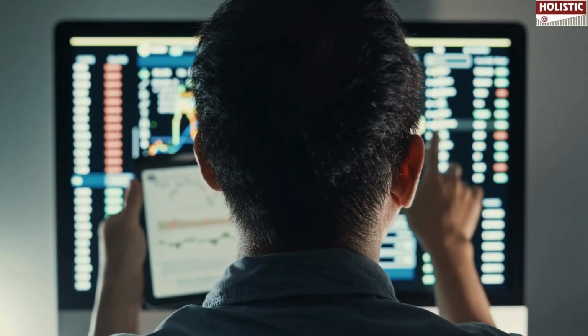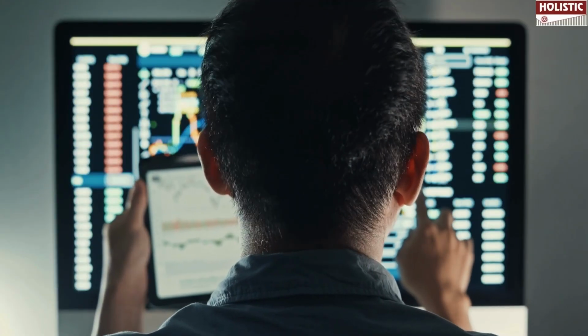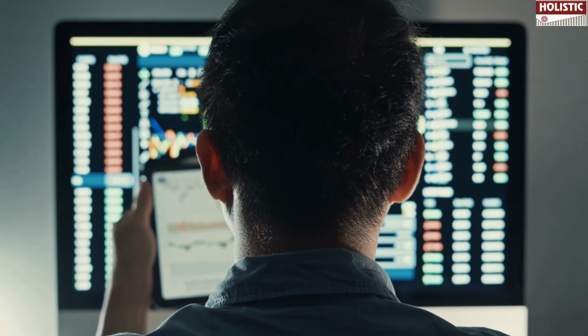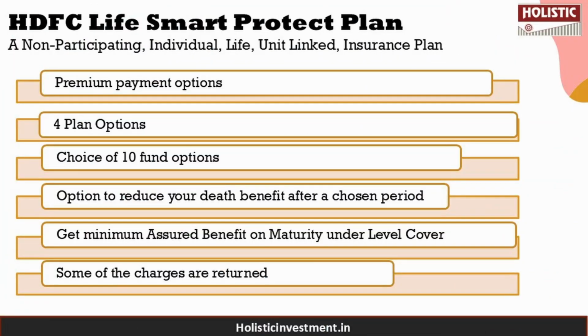Now, before analyzing this policy, let us first understand what this policy is about. This is a non-participating individual life unit linked insurance plan. Some of the key features of the policy are that you get premium payment options of limited pay and regular pay, and you have the option to choose a cover that fits your needs and maximizes your benefits with 4 plan options, and there is a choice of 10 fund options with unlimited free switching.